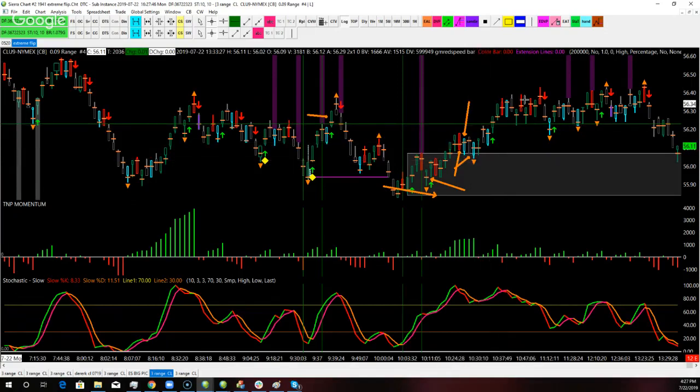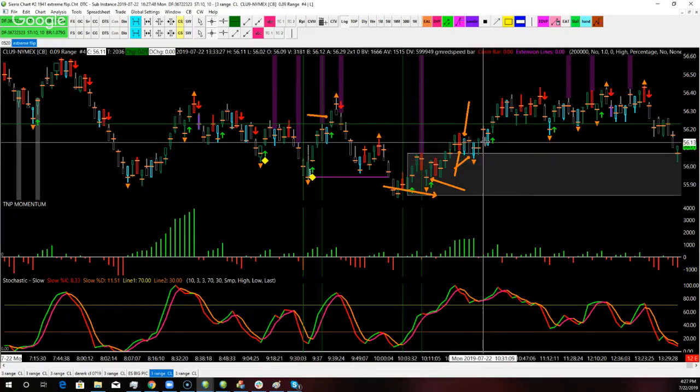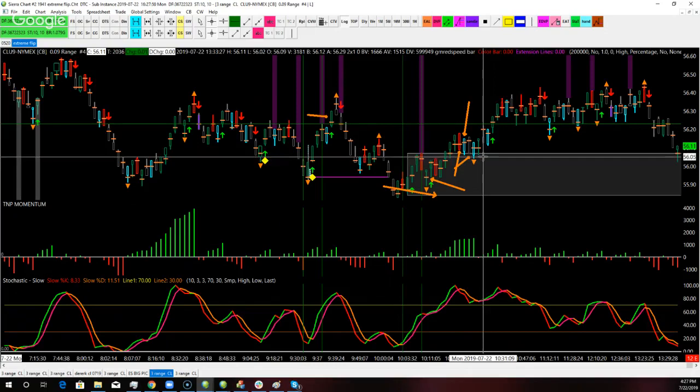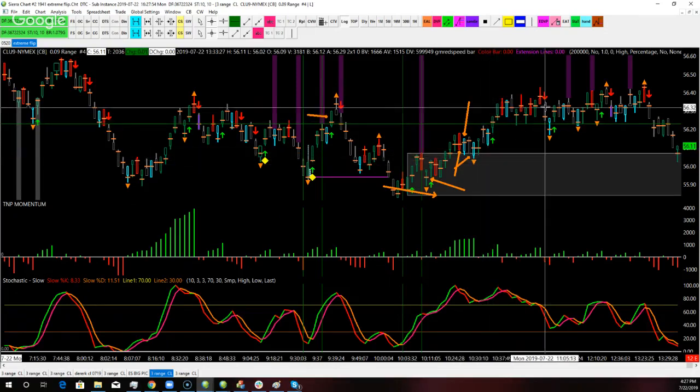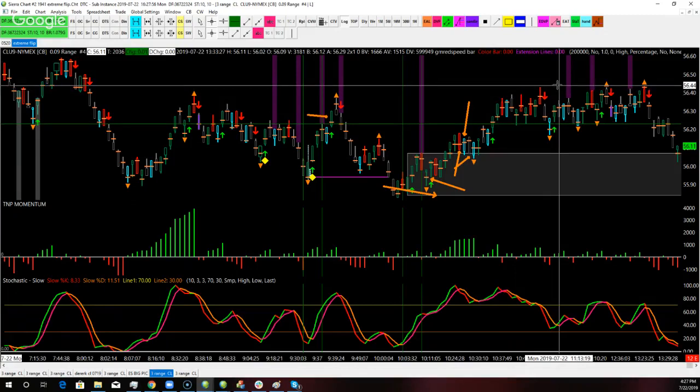There's my stop. And then there's my push, right? I could have simply risked the 56.13 against the 56.05. Let's just call it a 3, right? And ended up with a 2-to-1 RR. I did not do that, right?